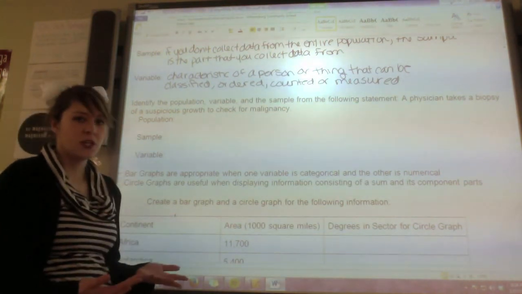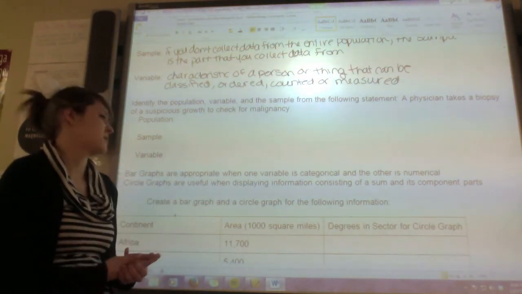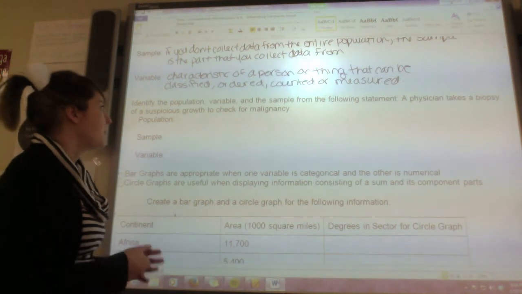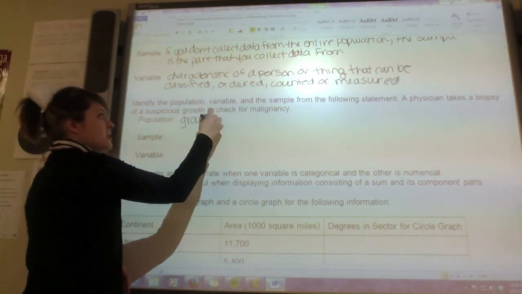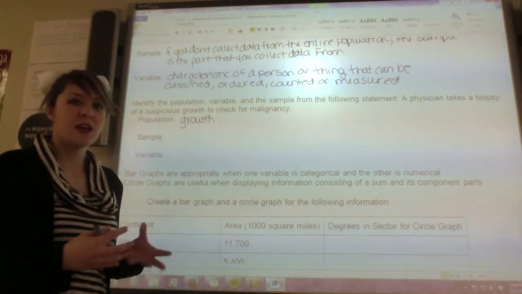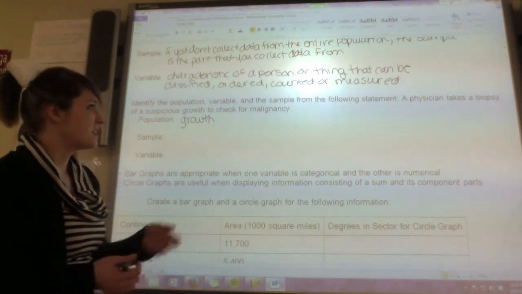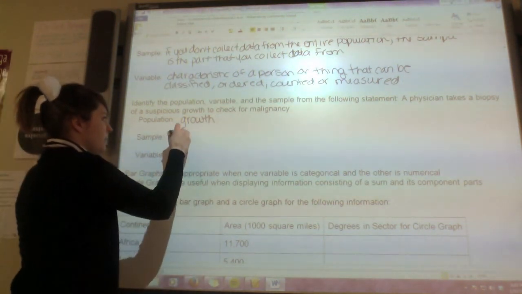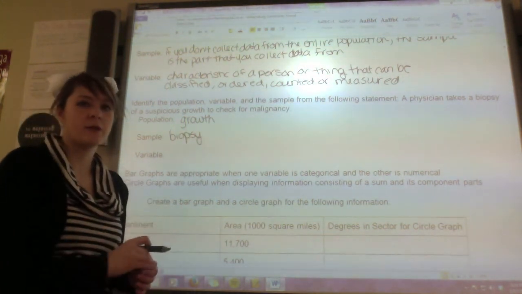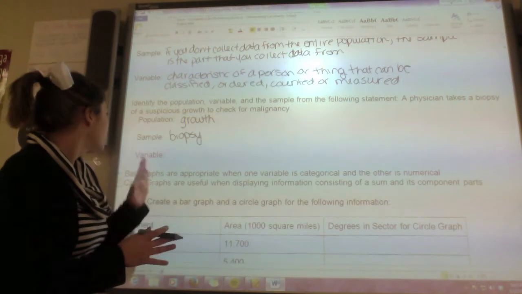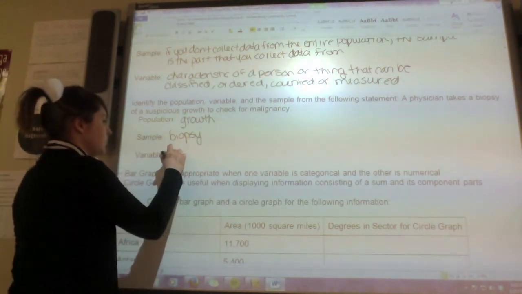Thinking about our population, remember the population is the entire thing that we are testing. So in this case, the population would be the suspicious growth, because we want to test that whole growth. But our sample is just the actual part that we test, so that would be the biopsy. We took a biopsy. We didn't take the whole growth, we just took part of the growth, which is called a biopsy. And then the variable is what we're checking for. In this case, we're checking for malignancy.